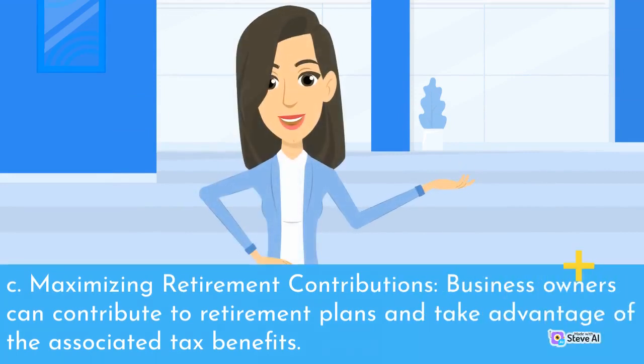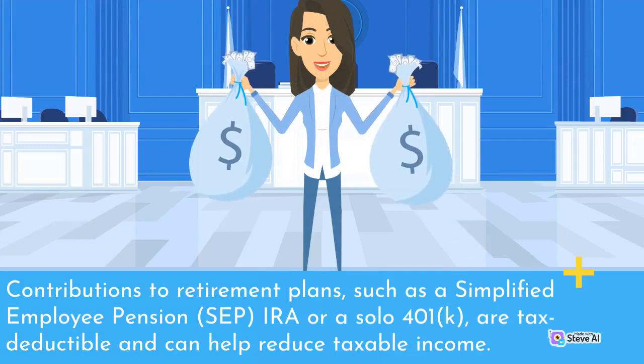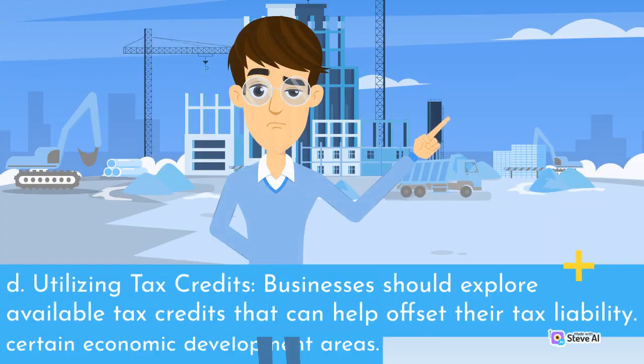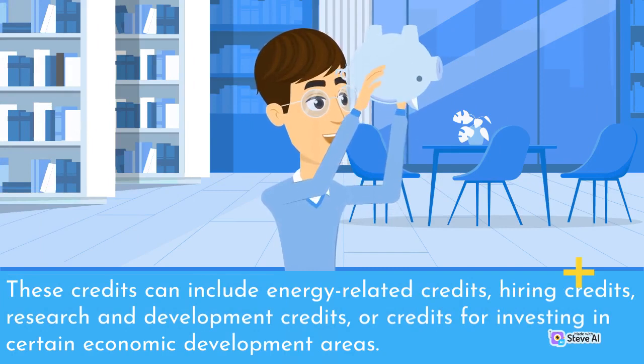C. Maximizing retirement contributions. Business owners can contribute to retirement plans and take advantage of the associated tax benefits. Contributions to retirement plans, such as a simplified employee pension, SEP, IRA, or a solo 401k, are tax deductible and can help reduce taxable income. D. Utilizing tax credits. Businesses should explore available tax credits that can help offset their tax liability. These credits can include energy-related credits, hiring credits, research and development credits, or credits for investing in certain economic development areas.